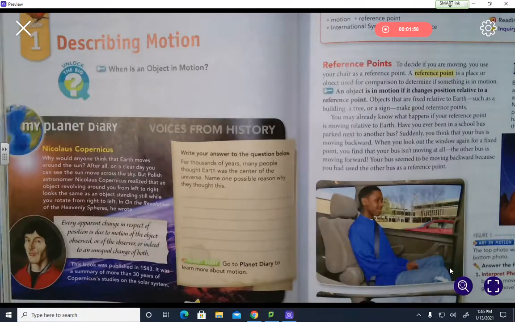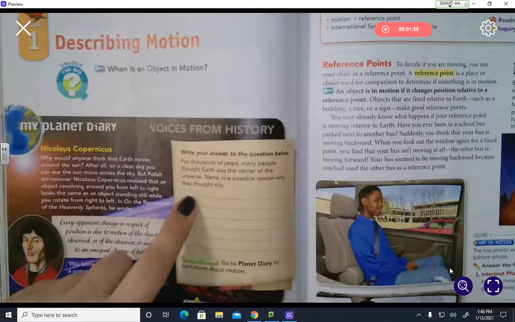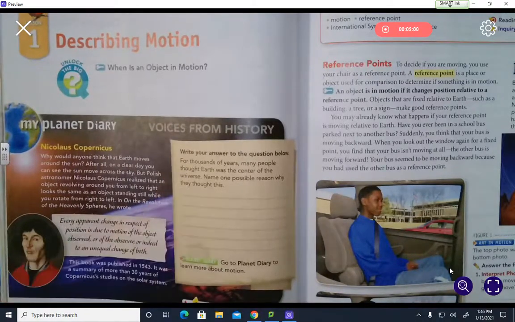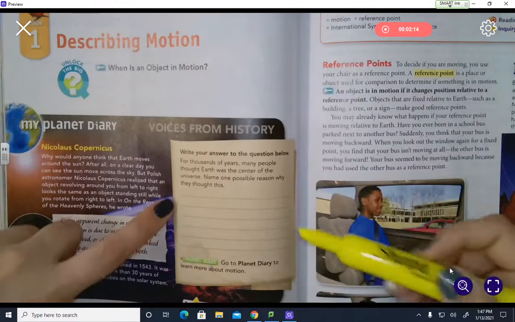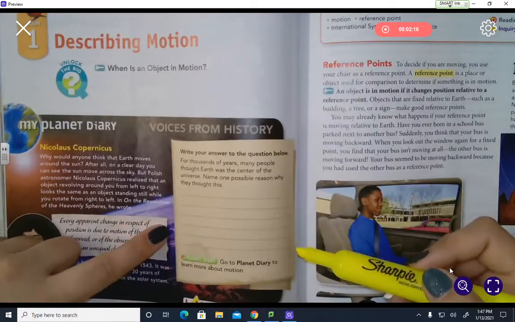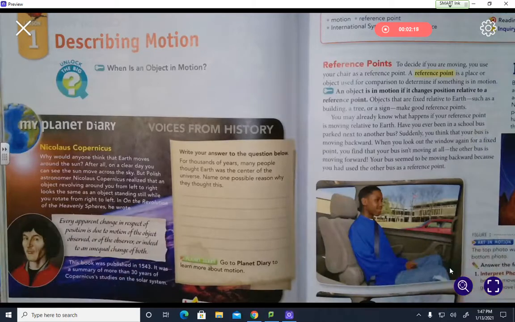So the question you have to write, it says, write your answer to the question below. It says, for thousands of years, many people thought Earth was the center of the universe. Name one possible reason why they thought this. So you guys learned a lot about the solar system last year in 5th grade. And then there's a little bit of information over here about why people would think that the Earth was the center of the solar system. Write your answer in this section below. Pause the video. Do it now.